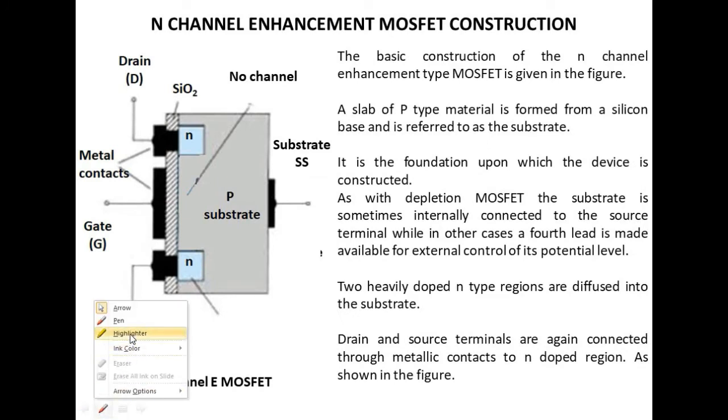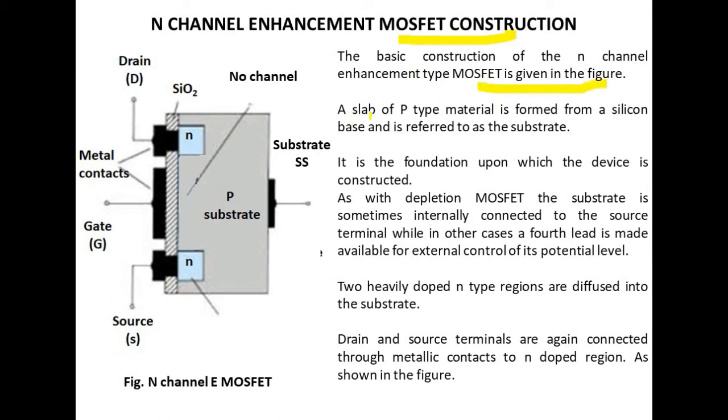The basic construction of the N-channel enhancement type MOSFET is shown in the figure. A slab of P-type material is formed from silicon base and referred to as the substrate. It is the foundation upon which the whole device is constructed. As with depletion MOSFET, the substrate is sometimes connected to the source terminal, while in other cases a fourth lead is made available for external control of its potential level.